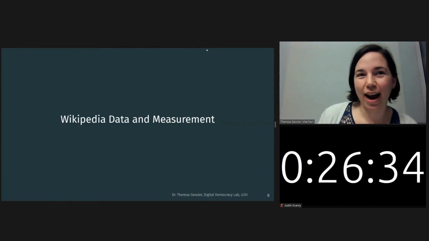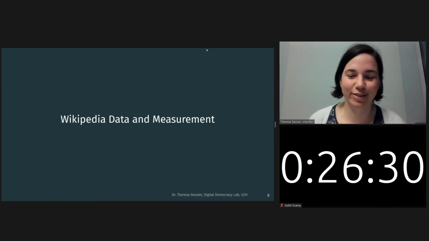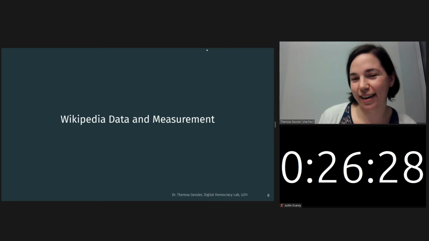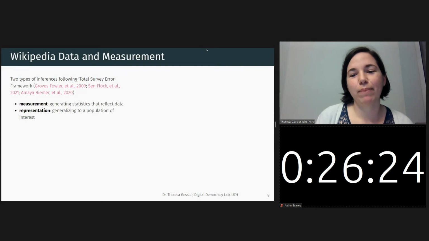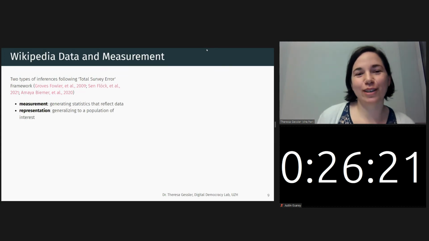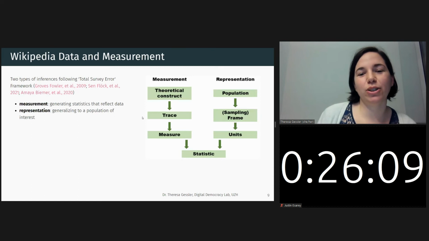Okay, what should we then consider when we want to contribute to this literature, or how can we make inferences from this type of data? Basically, I'm following the total survey error framework that has for decades guided survey researchers in how to make inferences. What I take from it is mostly two types of inferences, namely that when we want to look at data and generate something from it, there are two processes.